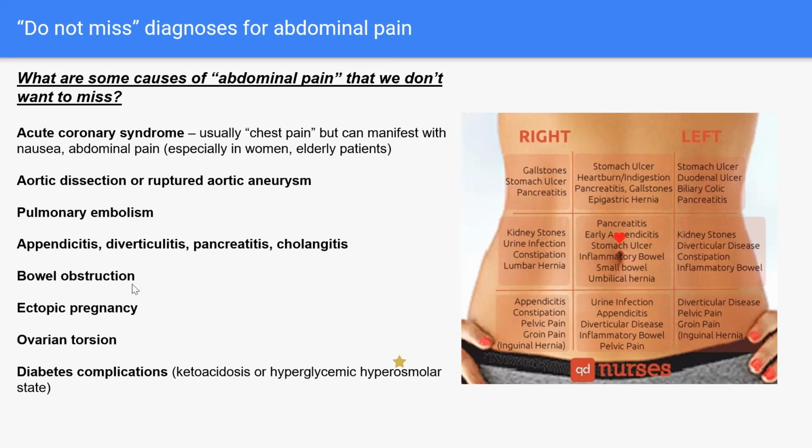So it's important to recognize, and any female patient that comes to the emergency department with abdominal pain is definitely going to get a pregnancy test. Okay. And then ovarian torsion is just twisting of the ovaries around their ligaments. And then even something like diabetes can cause abdominal pain. If you have diabetes complications such as ketoacidosis, or a type 2 complication called hyperglycemic hyperosmolar state, it's not important for you to really know those terms. I just wanted to make a point that metabolic issues can certainly cause abdominal pain as well.